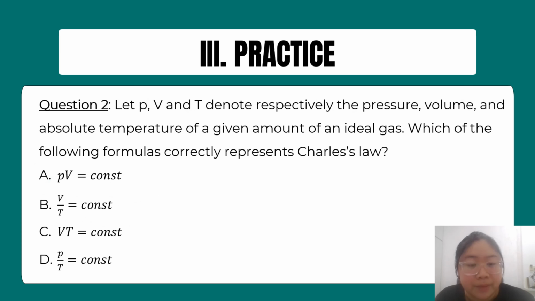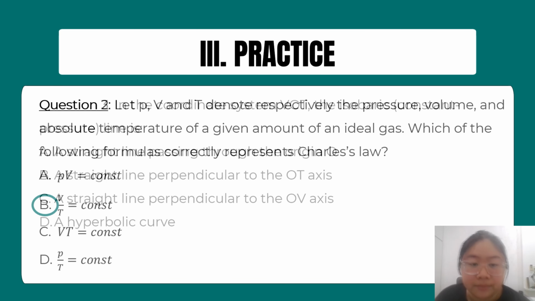Question 2. Let P, V, and T denote respectively the pressure, volume, and absolute temperature of a given amount of an ideal gas. Which of the following formulas correctly represents Charles's law? So, it is a very easy question. We will choose the answer B: V over T is constant.